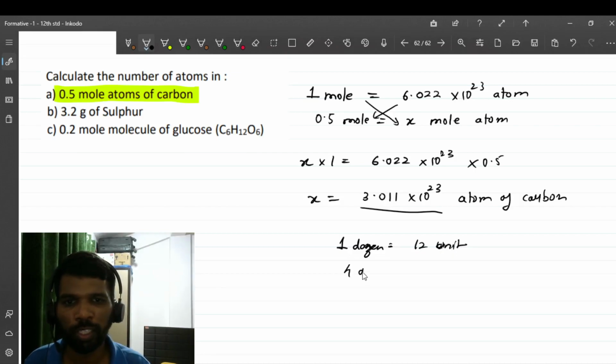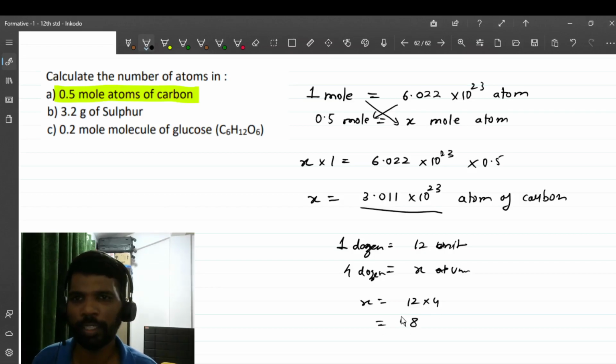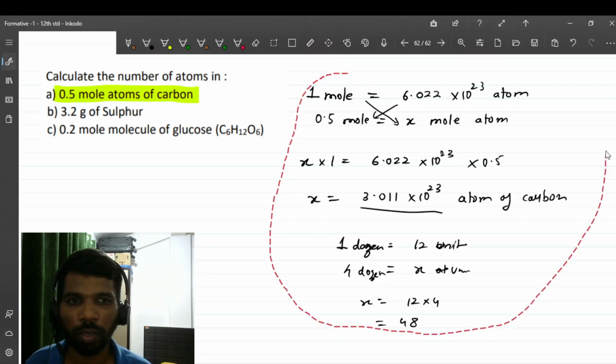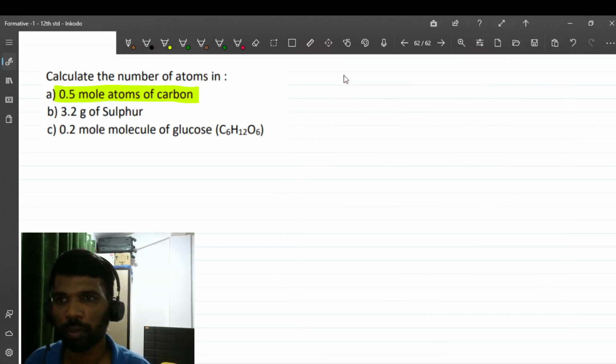So 4 dozens means how many apples? The question is how many apples are there in 4 dozens? 4 dozen means x apples or x units. So x will be equal to 12 into 4, which is equal to 48. It is the same kind of thing. So going for the next question. Next question is this.